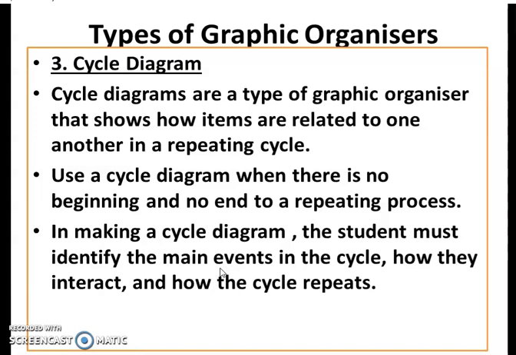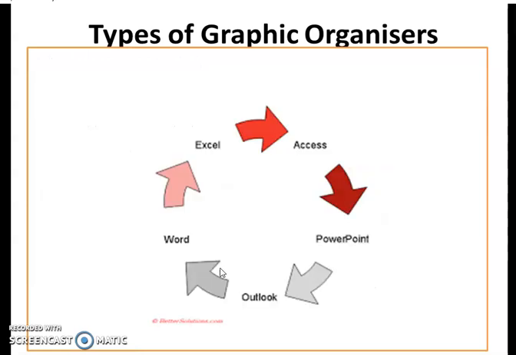So it's basically understanding not only that it is a continuous or repeating process, but also understanding that it is something that requires interaction, and you also need to identify the main events in the cycle and the ones which repeat it, like this. So this is a type of graphic organizer with main points which are represented in a cyclical form.